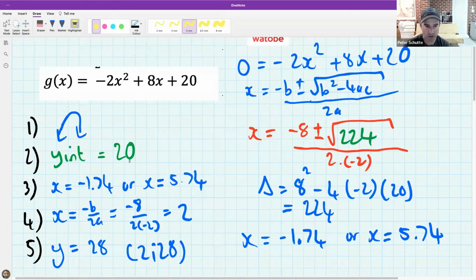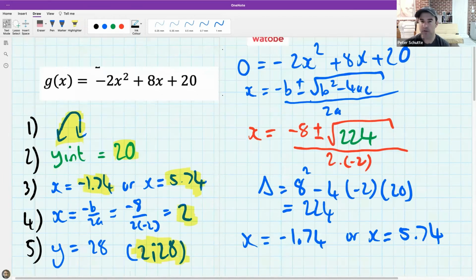Now, I want you to take 2 minutes and try and draw the graph before I do it. You've got all the important information. You know it's an unhappy graph. You know that its y-intercept is 20. You know its x-intercepts are this. You know the axis of symmetry is here. And you know the full turning point. I want you to feel that great joy of drawing a sketch graph using the 5-step process. So it's over to you guys now.